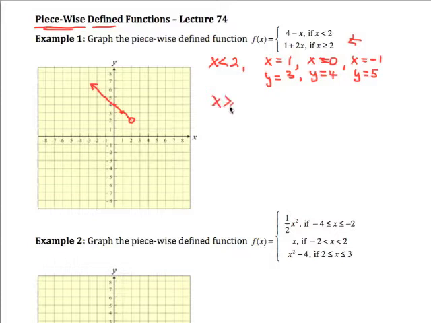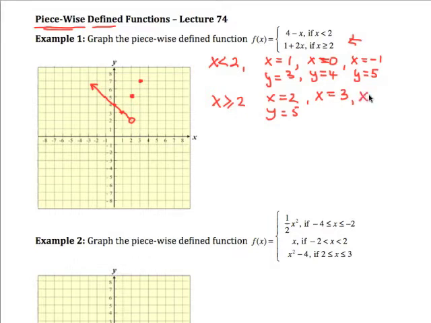Now when x is greater than or equal to 2, we're allowed to have 2 in this case. So what would I have when x is equal to 2? Then y would be 2 twos are 4, plus 1 is 5. So I'd end up with the point 2, 5, and we'd have that point right there. Now, what about when x was equal to 3? That's greater than 2, so it would be 2 times 3 is 6, plus 1 is 7. So I'd have 7. And so forth, and of course we could keep going.